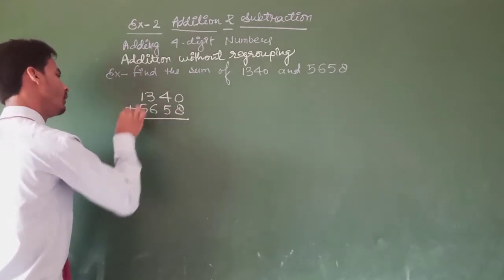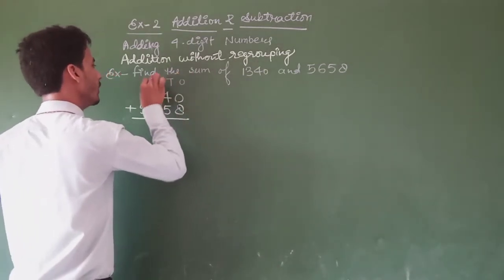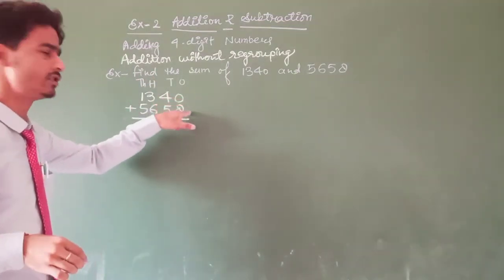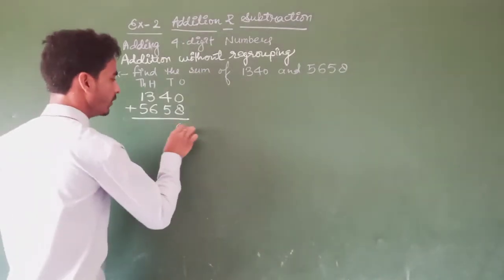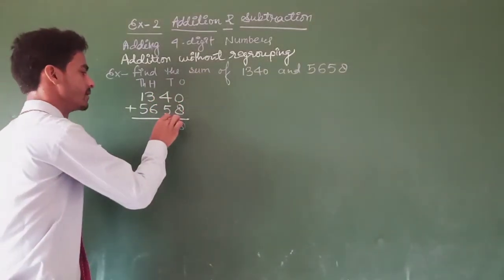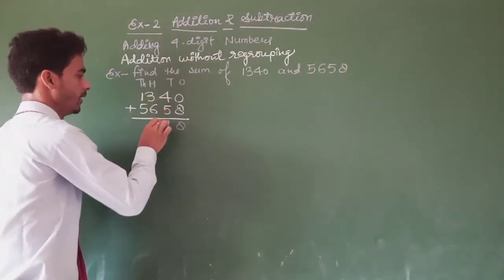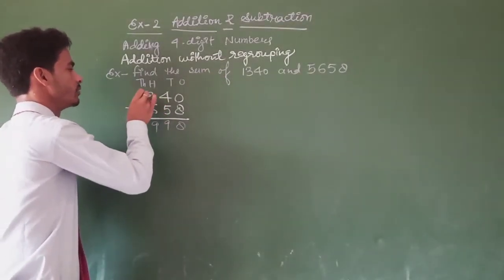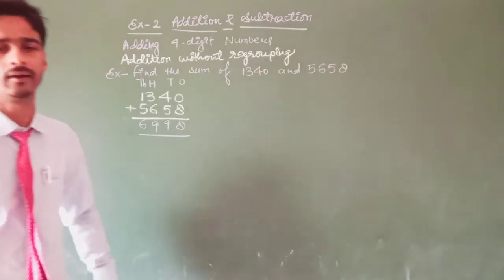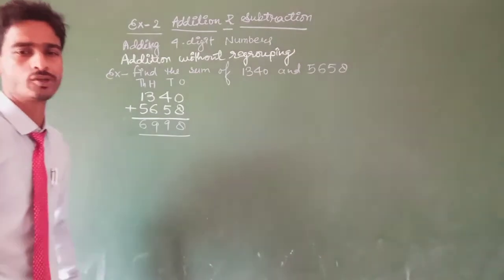In step first, add the ones: 0 ones plus 8 ones is 8 ones. In step 2, add the tens: 4 tens plus 5 tens is 9 tens. In step 3, add the hundreds: 300 plus 600 is 900. Now add the thousands: 1000 plus 5000 is 6000. So the sum is 6998.